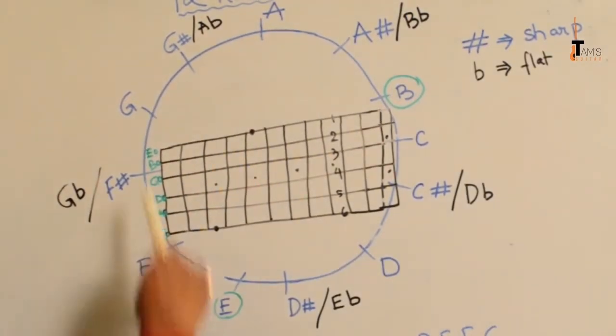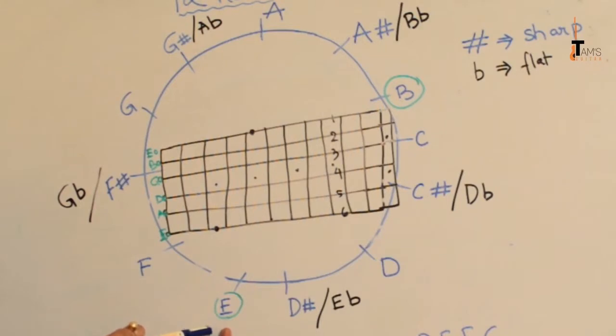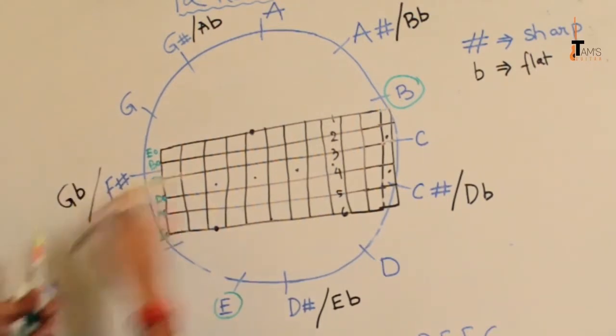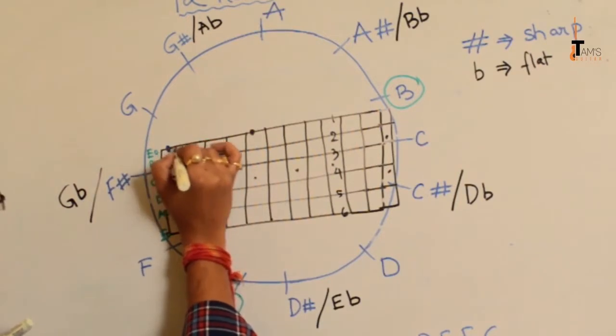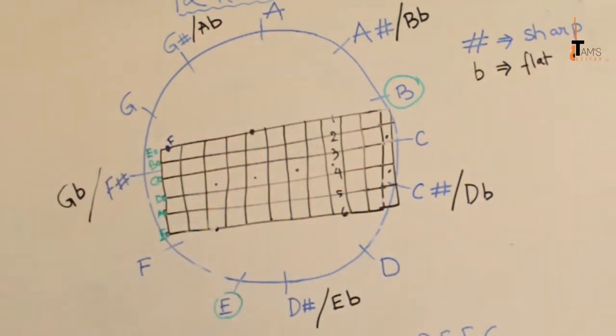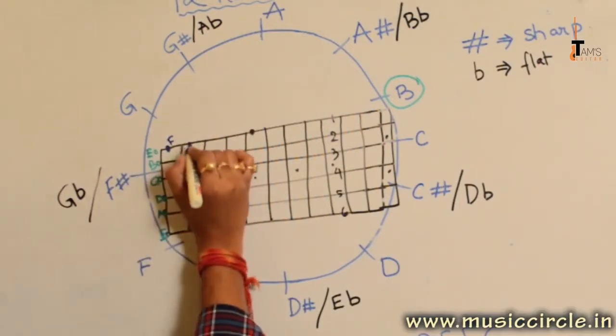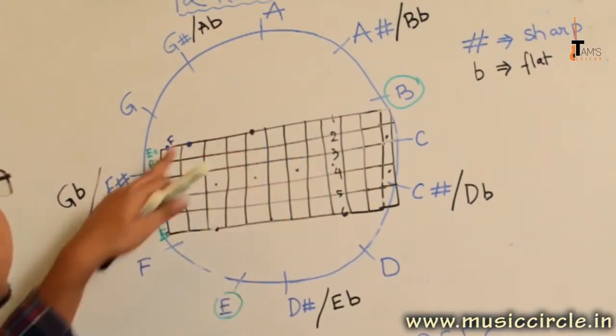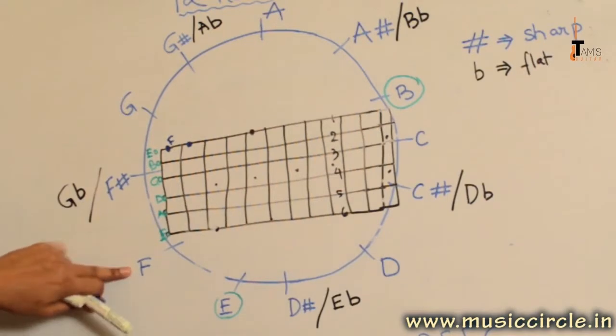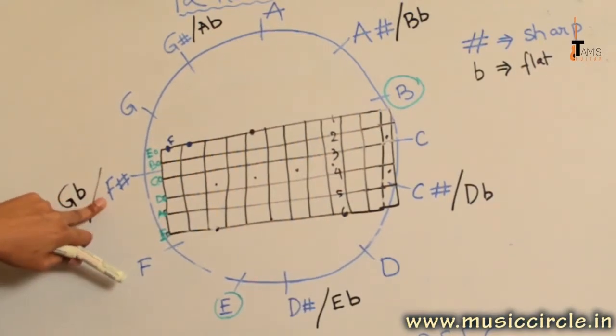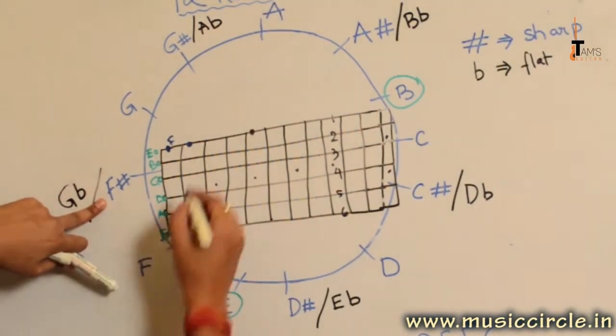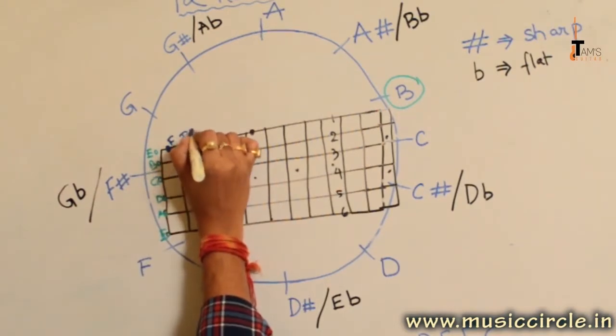So after E, what do we have? Look here, after E we have F. So definitely after E we'll be having F here. So the 1st fret is nothing but the F note. Similarly, the next possible note that we have is F sharp. So it's F sharp.